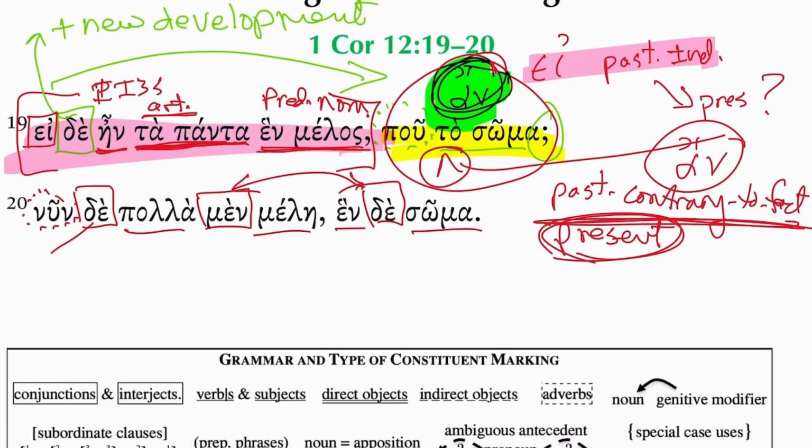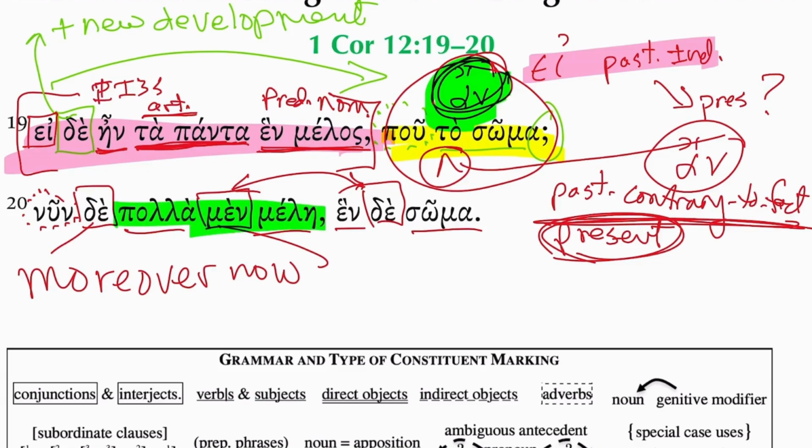So this whole sentence together reads like this: Nun de pola men mele en de soma. So en and soma are single underlined and de. So what is going on here? Okay. So moreover, now, on the one hand, there are many members. So that's true. On the one hand, there are many members. On the other hand, there is one body. So there we have it.